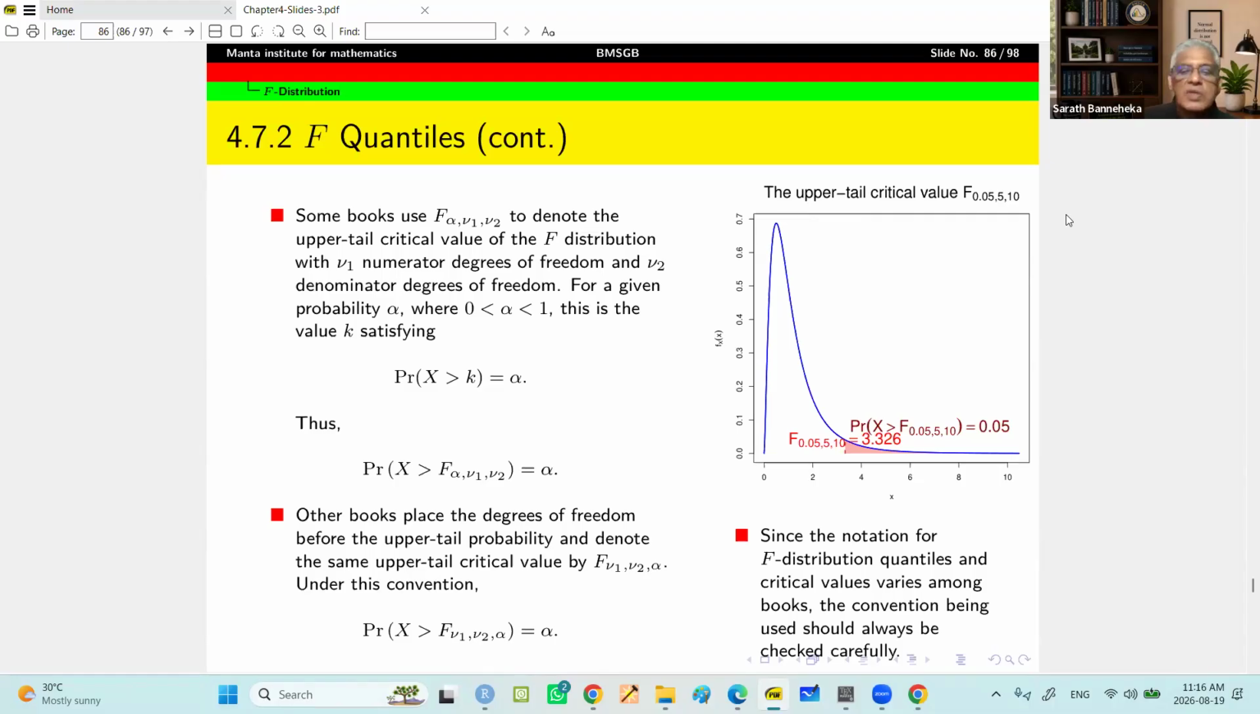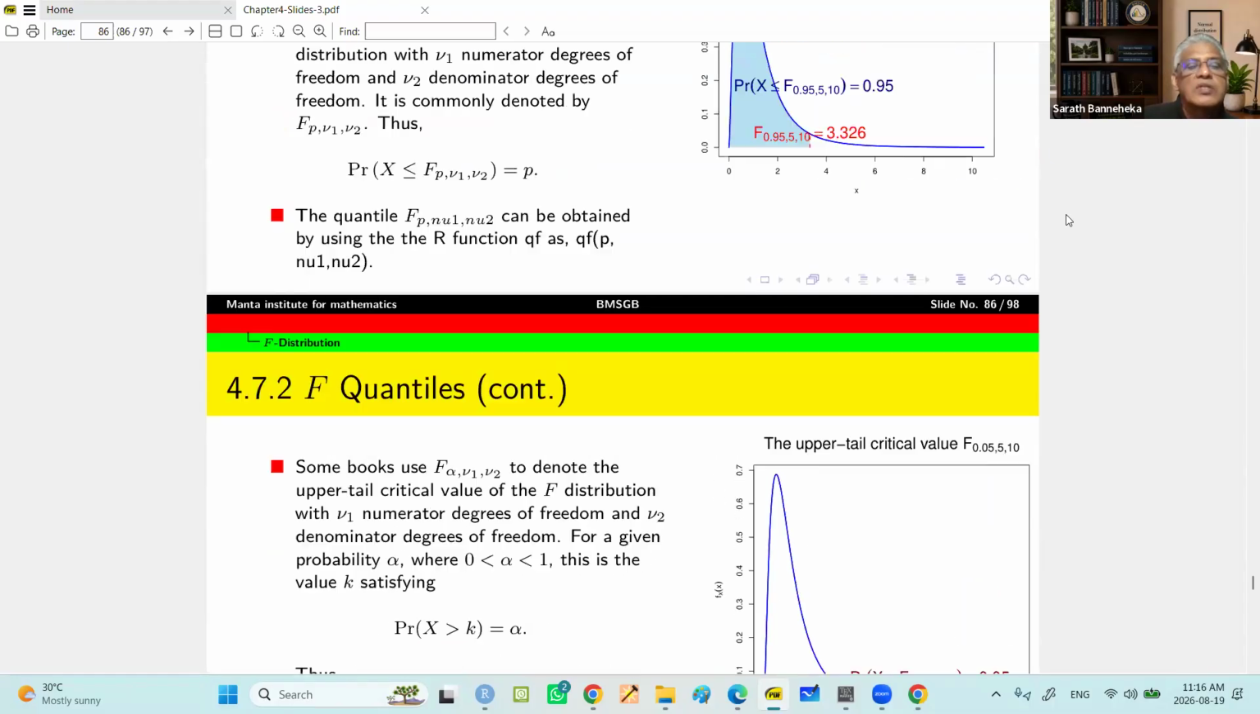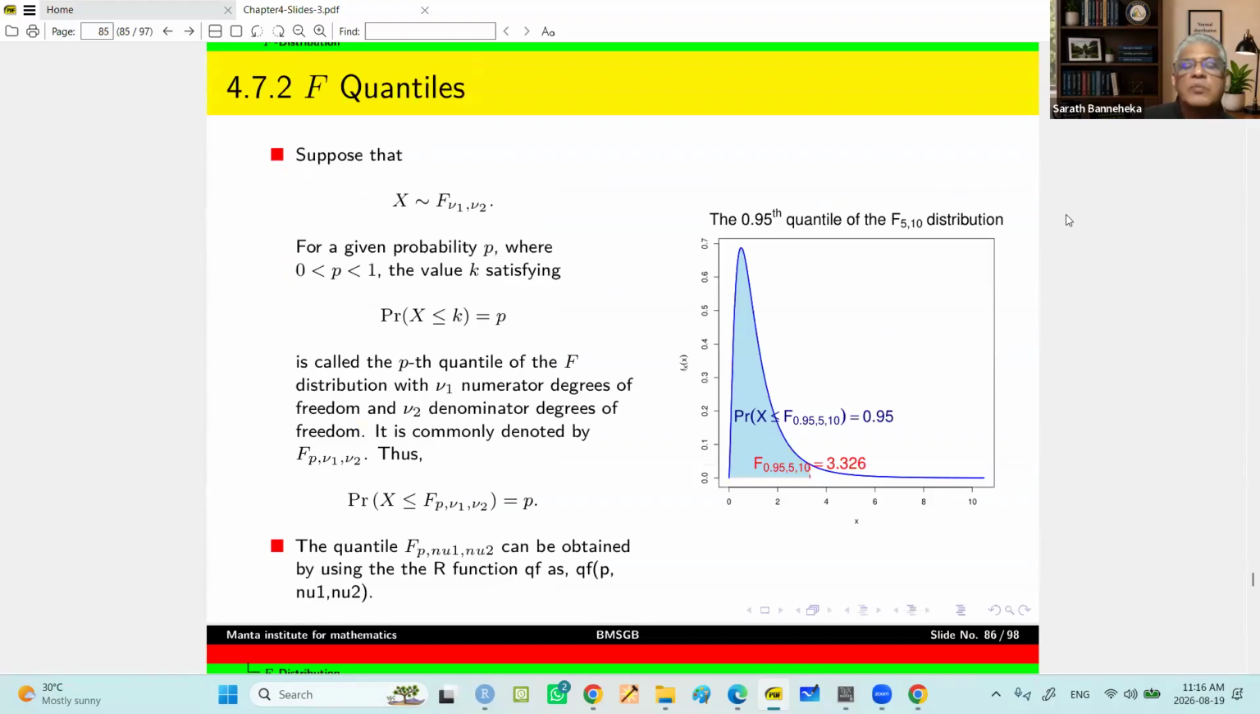So some books use this notation here. This is the more common notation, I think. Suppose X has an F distribution with, say, numerator degrees of freedom nu1 and denominator degrees of freedom nu2. Here, both are denoted as nu1 and nu2. Nu1 is the numerator one, nu2 is the denominator one. And suppose P is a probability between 0 and 1. And let's consider a value K satisfying this probability statement. Probability X less than or equal to K is equal to P.